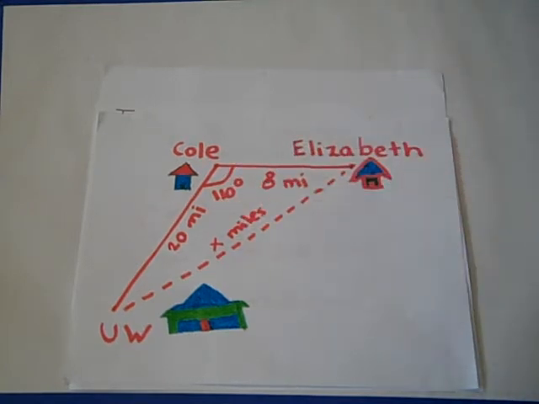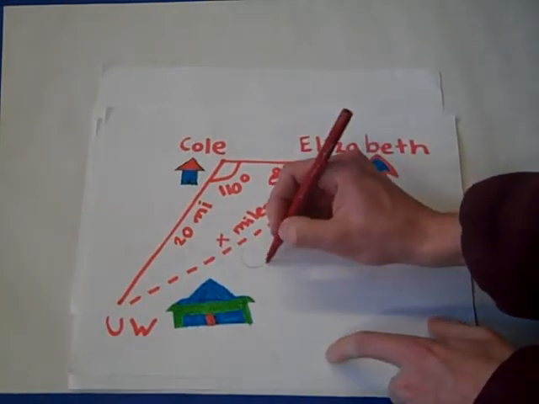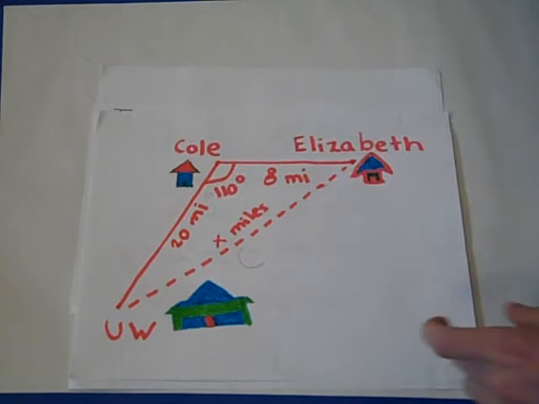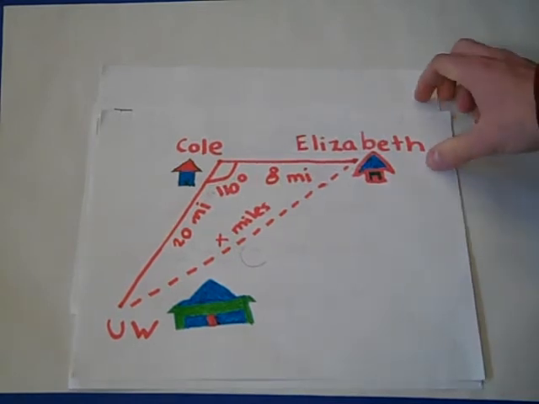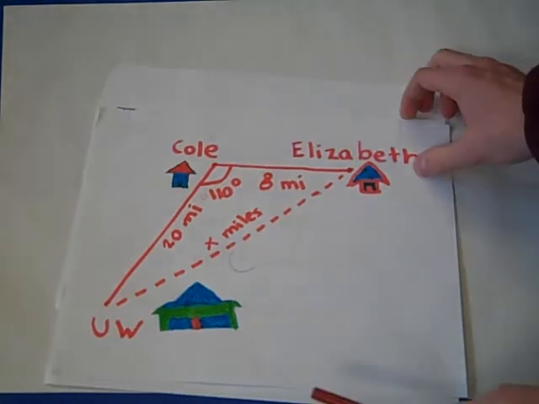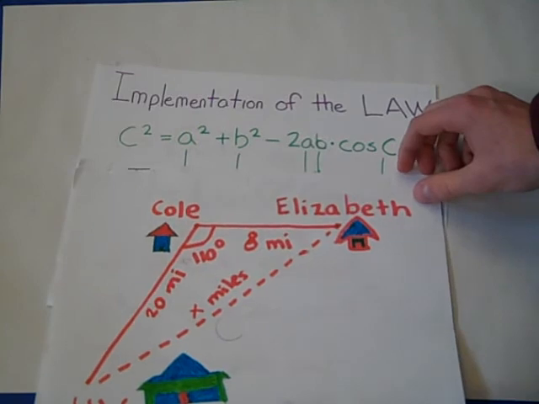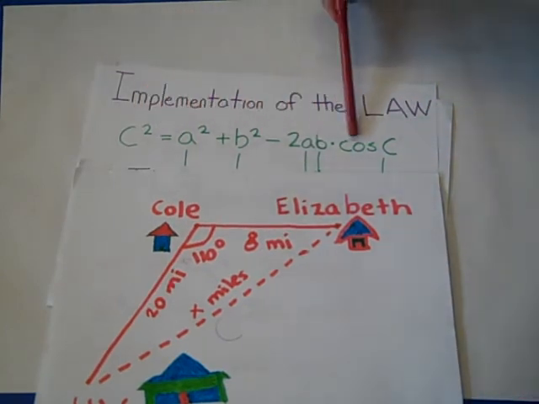Thus, the unknown side is labeled C, and the angle that is given is angle C. When you are given two sides and the included angle between them, the given angle will always be opposite the unknown side. The formula you need to use is C squared equals A squared plus B squared minus 2AB cosine C. We will do an algebraic manipulation to solve for C.